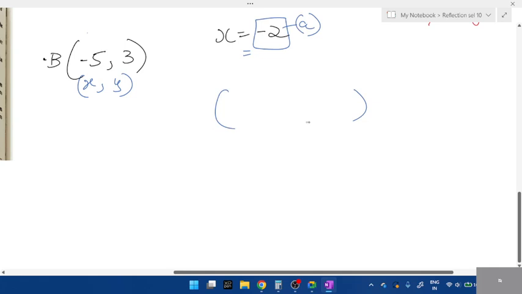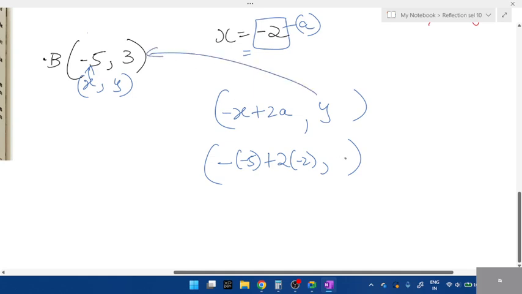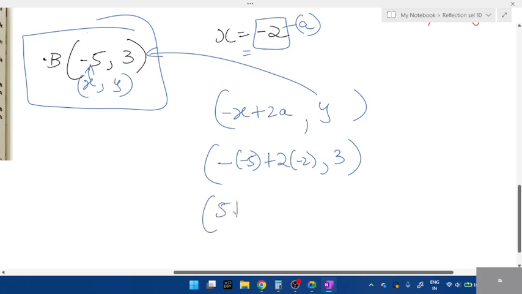What's the formula, students? Y will remain as it is, minus x plus 2a. First thing. Second thing, minus as it is. What is the x value here? Write it in bracket. Plus, what is the a value? Minus 2. Comma. What is y? 3. So x and y, you take from the point itself. Only that additional value which is given for x, take it as a. So if you solve this, minus into minus is plus 5, minus 4 comma 3. What's the answer?